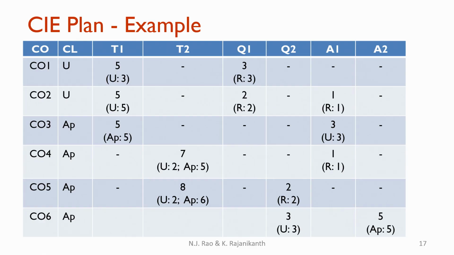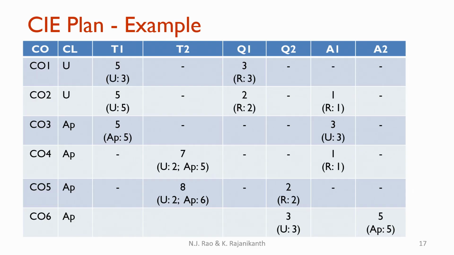Similarly, CO2 you can see it is covered in T1, quiz 1 as well as assignment 1. So, this is spread over 3 assessment instruments. CO3 which is at apply level is addressed in T1 and in assignment 1. Similarly, CO4 is addressed in T2 and in assignment 1, then CO5 in T2 and quiz 2, and CO6 you notice is not addressed in any of the tests at all, neither T1 nor T2. It is addressed only in quiz 2 and assignment 2 which come much later.